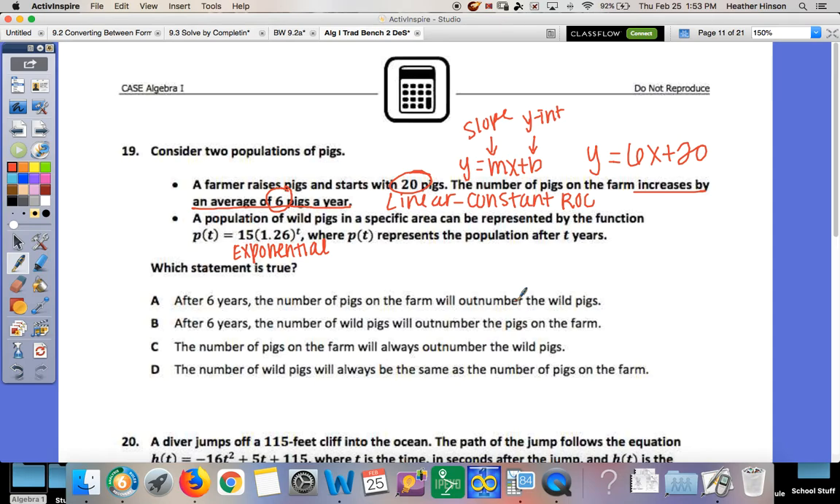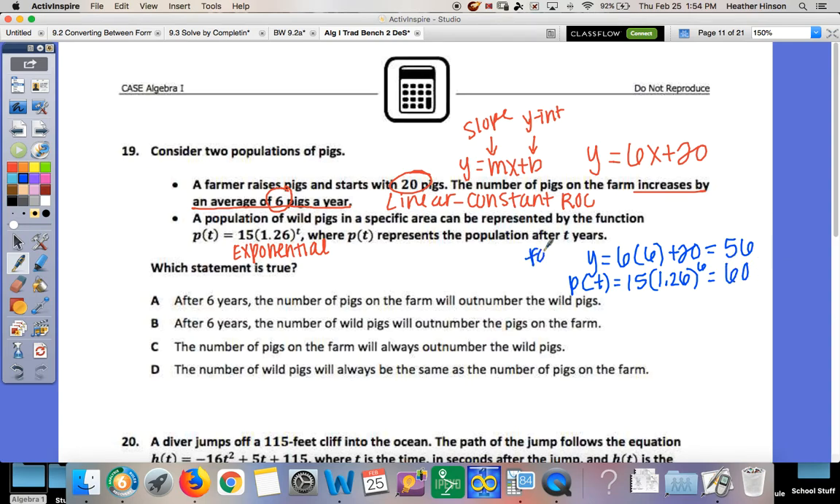So to figure this out, we can just plug in 6. So for our first equation up here, we got 6x plus 20, so 6 times 6 years plus 20. If we plug that in, we're going to get 56. For the bottom one, we have P of T, so 15 times 1.26, and your time is 6 years. If we plug that one in, we're going to need a decimal, but if we round it off, it's 60.